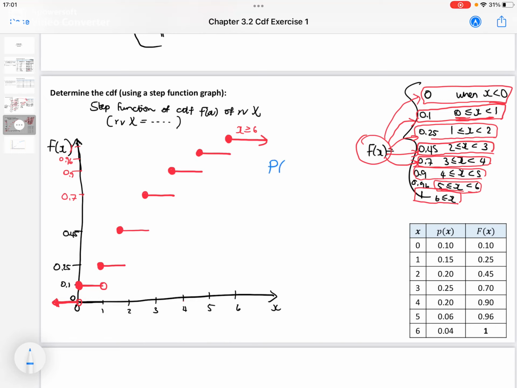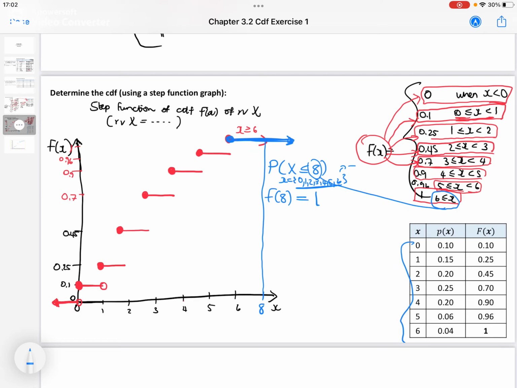What does it mean? It means that if I ask you to calculate the probability that X is at most 8, since 8 is greater than 6, F of 8 is automatically equal to 1 just by looking at the formula or looking at the step function. If 8 is here, then the corresponding F(x) value is 1. So it's 1 for all x greater than or equal to 6. If we look at the possible values of X that are less than or equal to 8, its possible values are 0, 1, 2, 3, 4, 5, and 6. We don't have possible values 7 and 8. It starts from 0 and ends at 6. These are the possible values in this exercise. And so that will be equal to P0 plus P1 plus P2 plus until P6. And if we add up all the probabilities, it should give you a probability of 1.